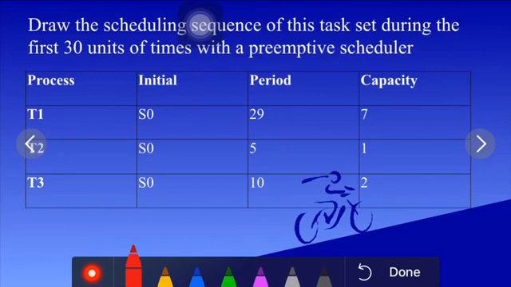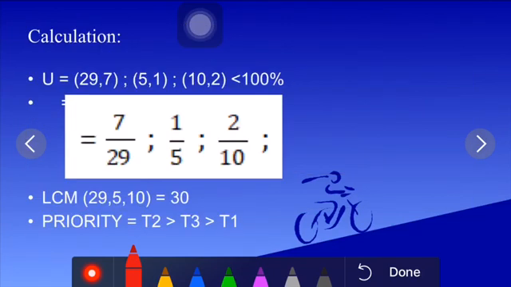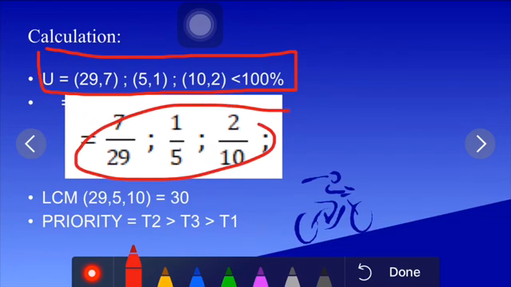Let's see the second question. Draw the scheduling sequence of this task set during the first 30 units of time with a preemptive scheduler. This is the table, and this is the calculation based on the previous formula. The period value and the capacity will be listed in a set which should be less than 100%. The capacity over the period will then be listed in the table.